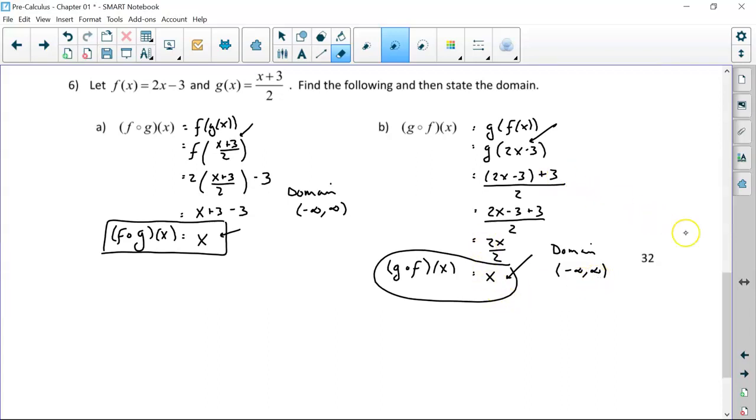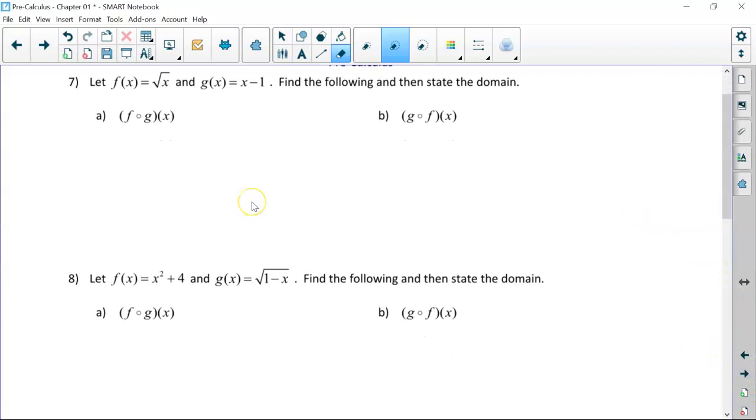Problem number 7 next, on the next page. F of x is the square root of x, and g of x is x minus 1. We're going to have some restrictions here. I can tell already when I see that square root. So we have f of g of x.